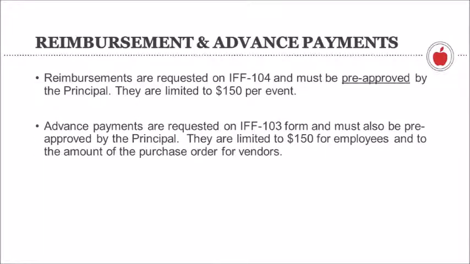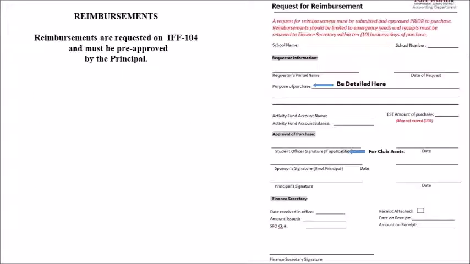Reimbursement for expenses are requested on IF 104 and must be pre-approved by the principal. Reimbursements are limited to $150 per event, not per person per event, and are to be used for emergencies only. Reimbursement requests may not include sales tax except for hospitality account expenses, and they must be accompanied by a signed and dated sales receipt that details the purchase and the sales tax, if any. Reimbursements are not authorized beyond 10 days of the purchase. The reimbursement process must not take the place of normal purchasing policies and procedures.